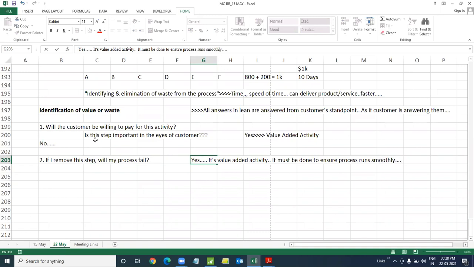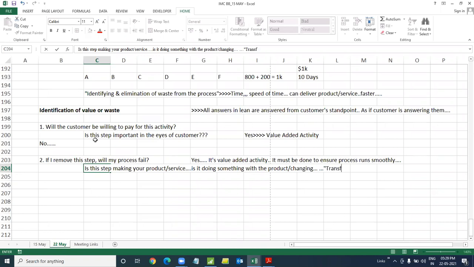The product or service is delivered. You cannot remove it. Bottom line, what we're trying to explore here is: is this step doing something with your product or service? Is it changing it, formulating, transforming it? If it's transforming your product, that means it's doing something with your product. Then it's a value added. It's making the product. It must be done.